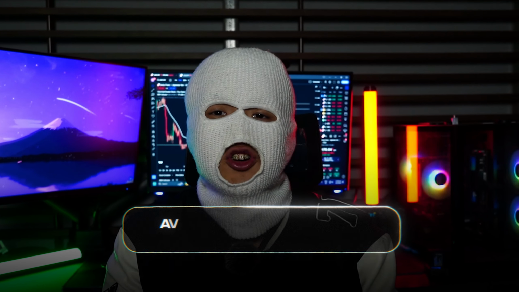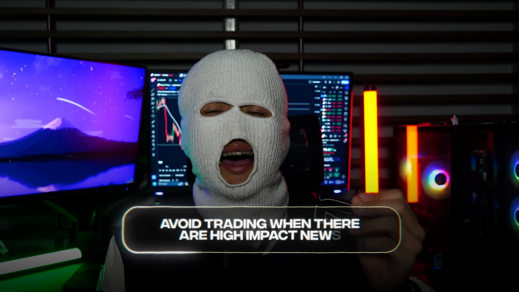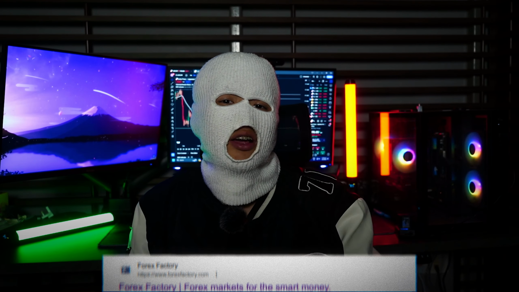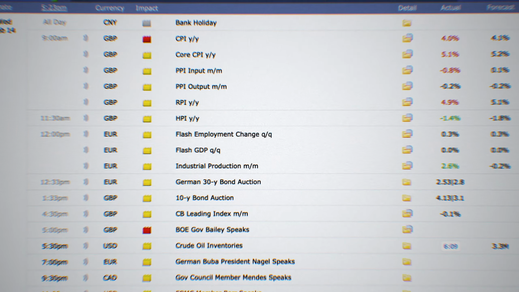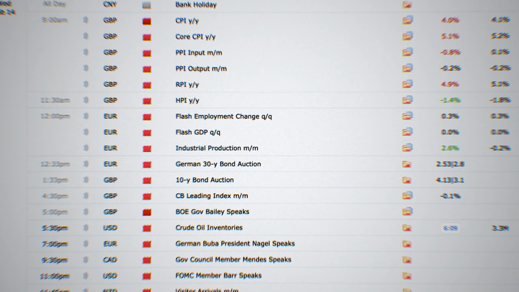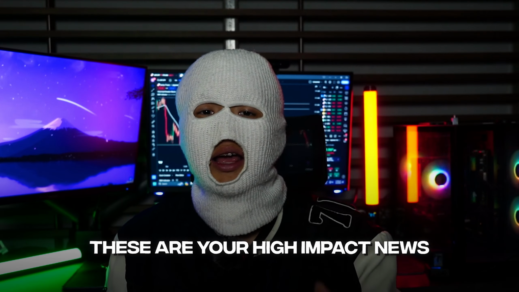your win rate with this strategy. Pitfall number one, avoid taking trades when there is high impact news incoming. If you're new, you can always visit forexfactory.com to check the news for the day and the timing of the news. What you want to do is to avoid trading the times where there are red folder news. These are your high impact news. It is not worth risking a high probability trading setup with news that is unpredictable, so it's better to preserve your capital and wait for an opportunity outside of news timings.